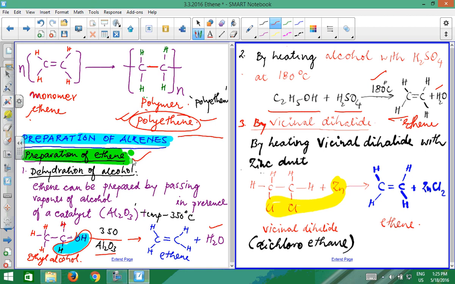Another is by vicinal dihalide, meaning dichloro. You have dichloroethane, and when it is heated with zinc, it forms zinc chloride, ZnCl2, and ethene is produced. These are different methods of preparation of ethene. We can get ethene by different methods.